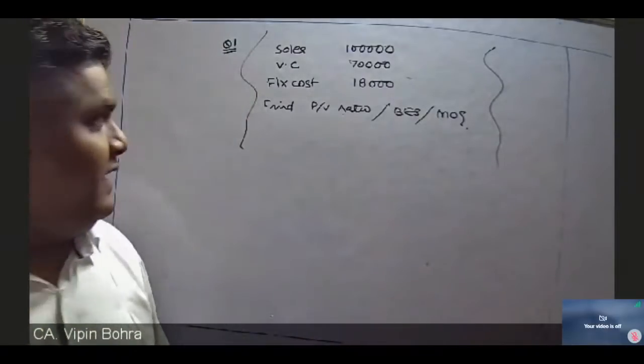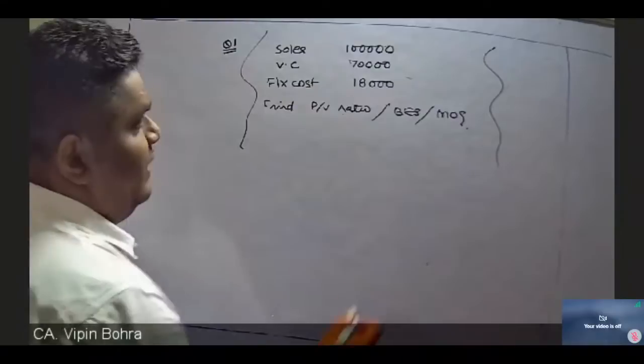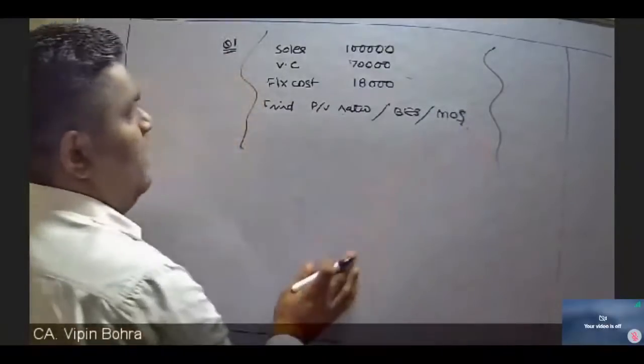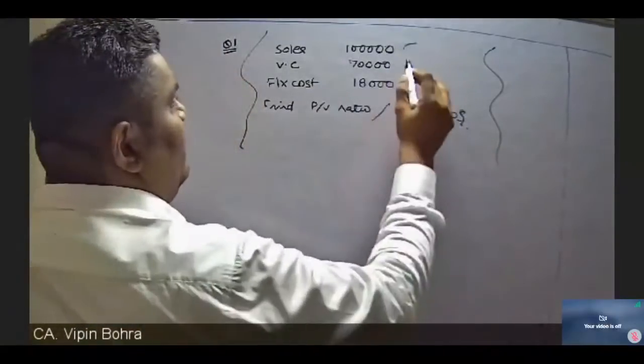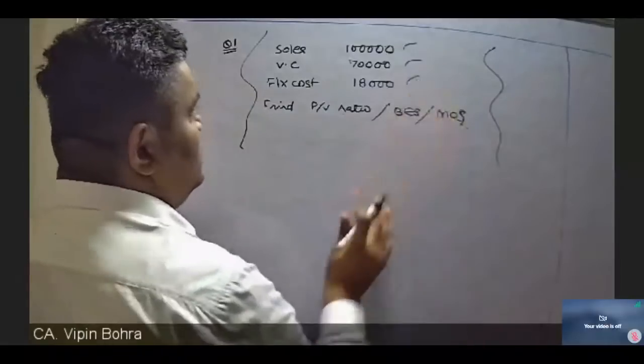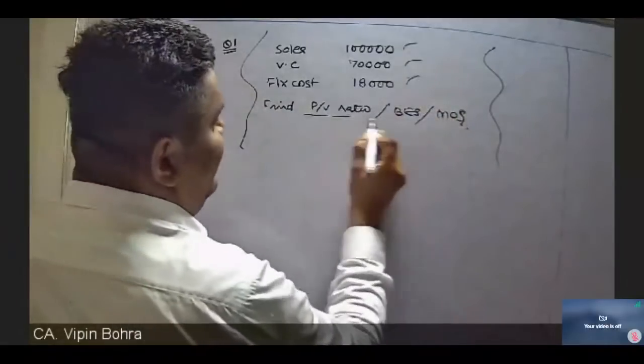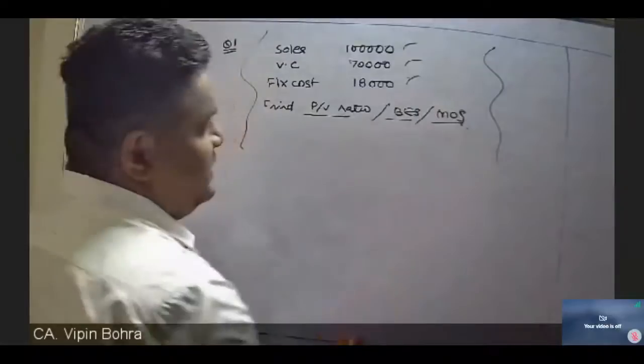I'm waiting for your answer, guys. My sales is 1 lakh. My variable cost is 70,000. My fixed cost is 18,000. Find PV ratio, break even sales, and margin of safety.